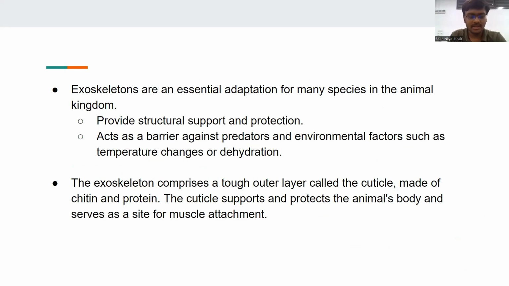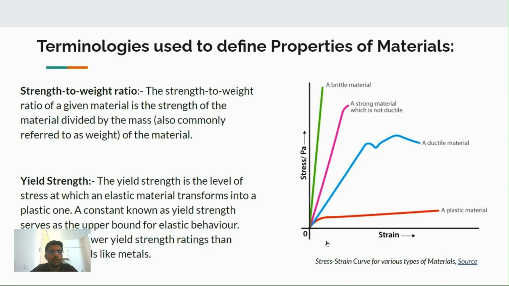The exoskeleton is an essential factor in the evolution of various species, and its study can provide valuable insights into the biology and behavior of these organisms. So now I will be explaining the different terminologies that we have used while describing the properties of materials.